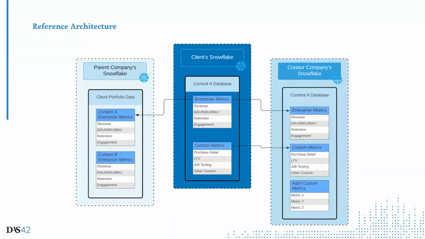On the other side, there's also a secure data share with the creator companies or the studio companies. So here is more direct, content A database to content A database. The creator is not going to be looking over multiple pieces of content. They're really focused on iterating their product, which is content A. So in this instance, it's looking at enterprise metrics. It's also looking at custom metrics. And the creator then might be pairing it up against additional custom metrics that they have from their own Snowflake and their own data sources.